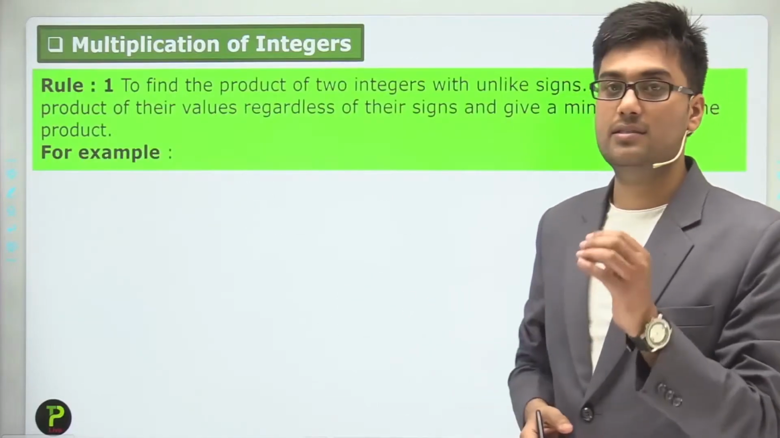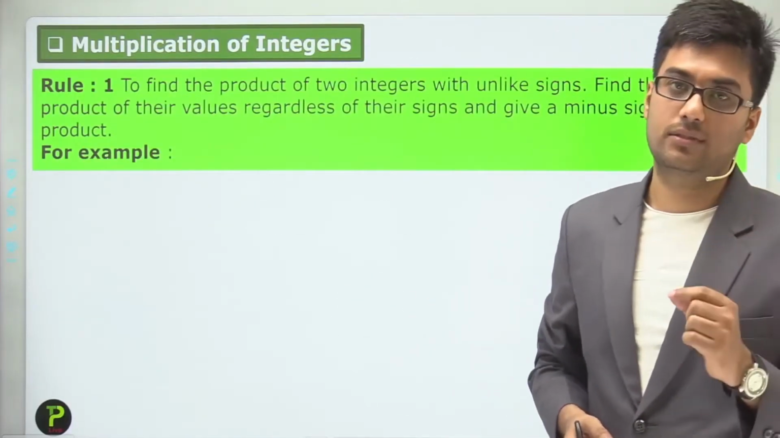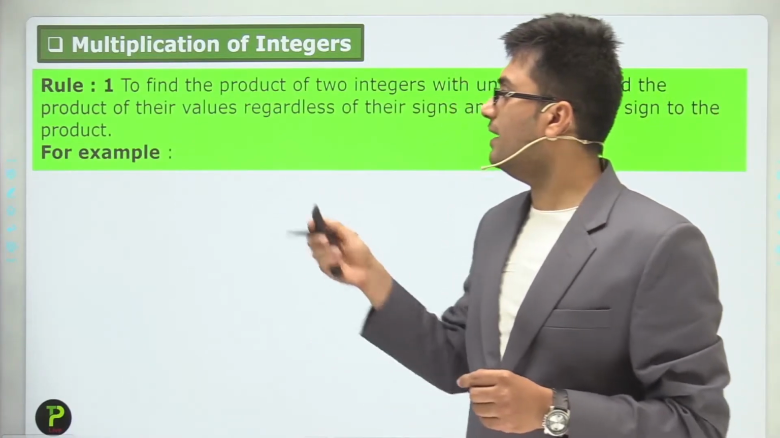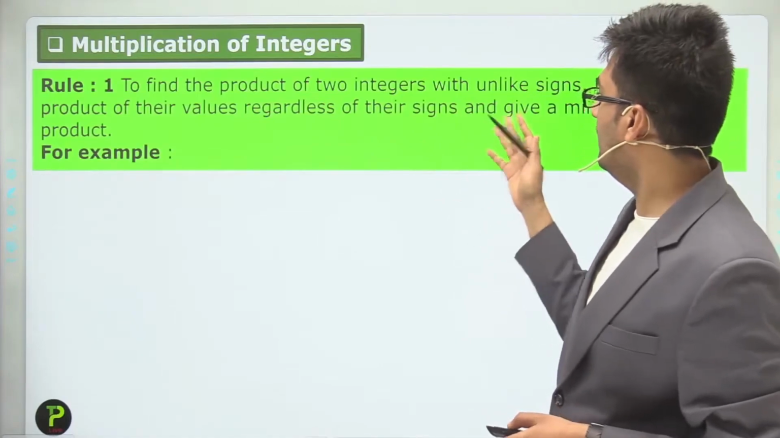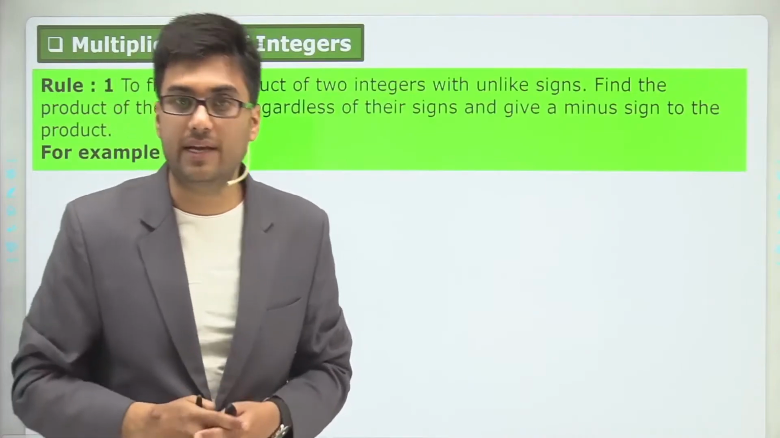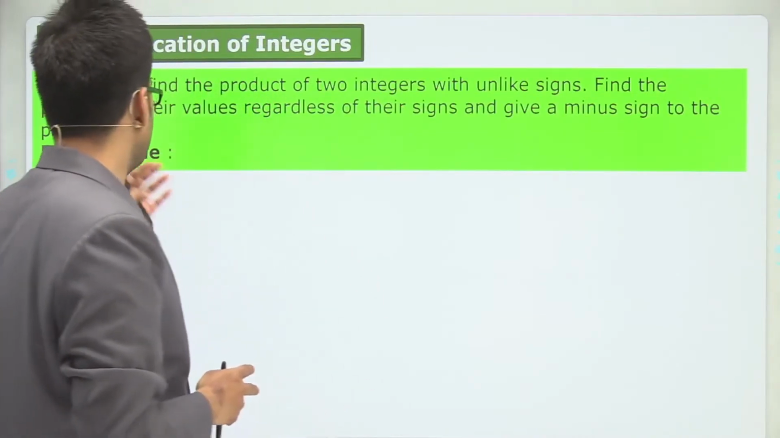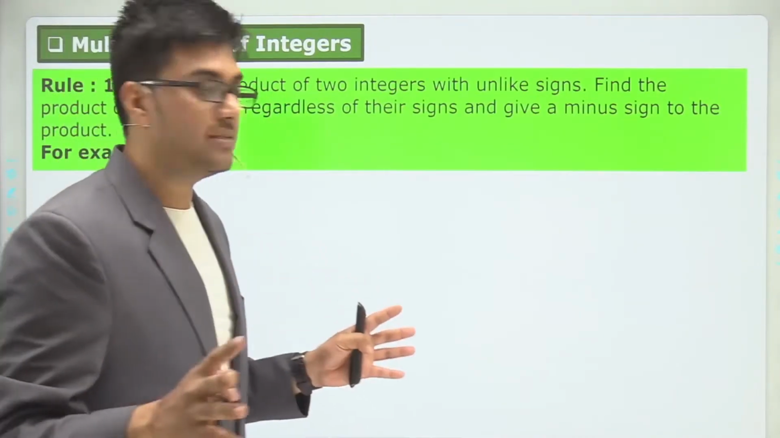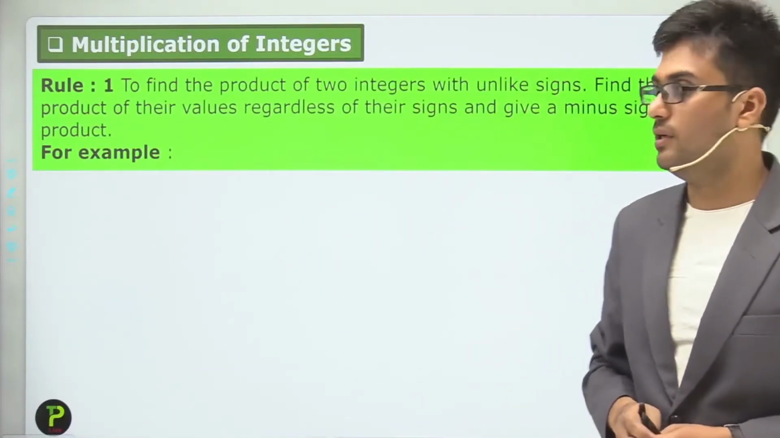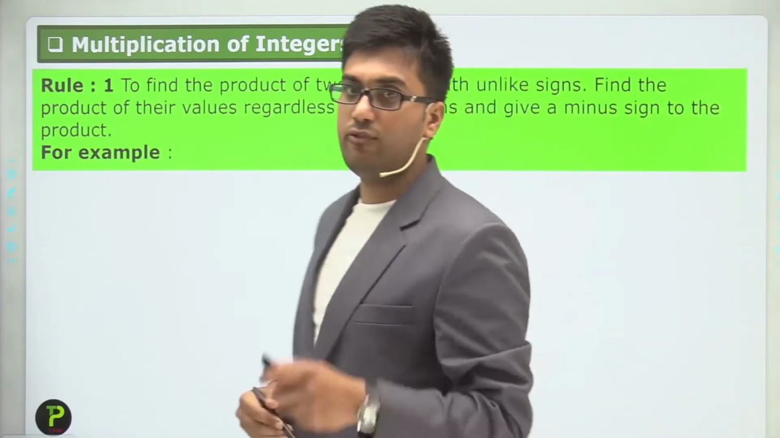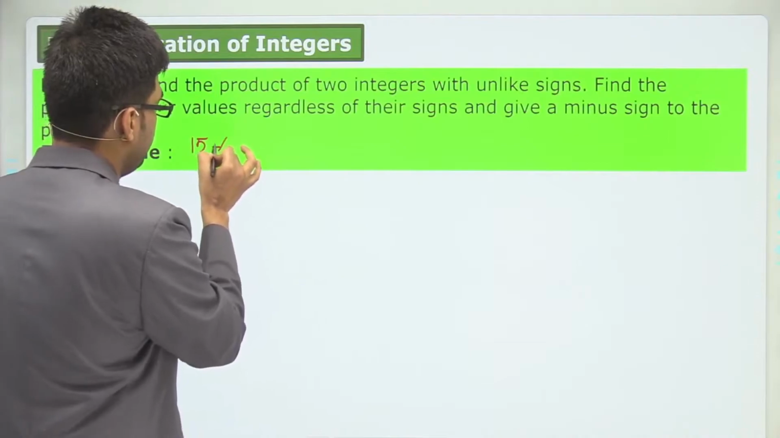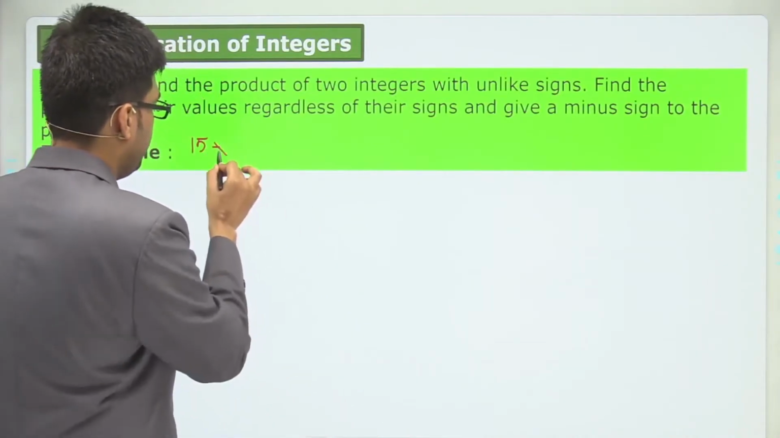That is the multiplication of integers. So students, the first rule is to find the product of two integers with unlike signs. If the signs are unlike, meaning one is positive and the other is negative, then find the product of their values regardless of their signs and give a minus sign to the result. Clear?